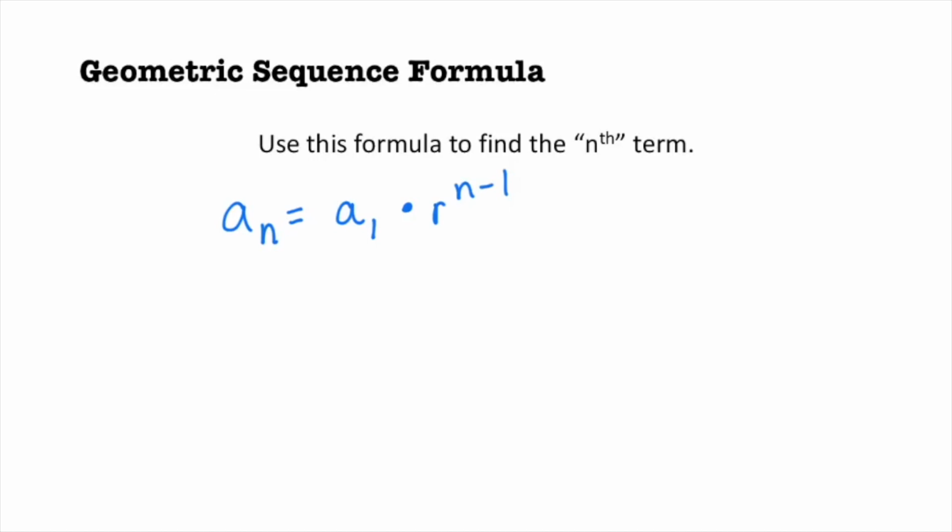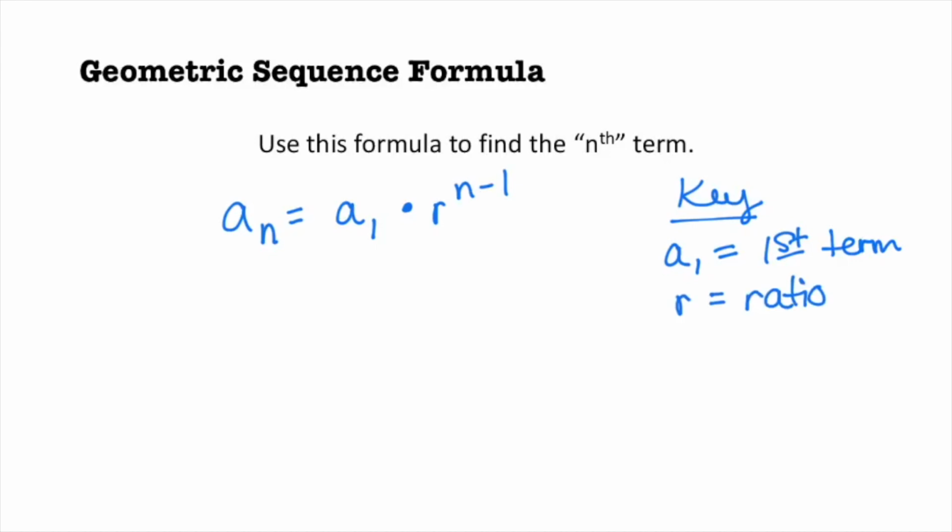So I'm going to show you what that looks like, and this is the key to what all of those things mean. So a sub 1 equals the first term in the sequence. So whatever the first number is, that's what you put in for a sub 1. R just stands for the ratio, and you find that, remember, by dividing the second number by the first number. Then n is just the term you're looking for. So like I said, if you're looking for the 15th term, you put 15 in for n.